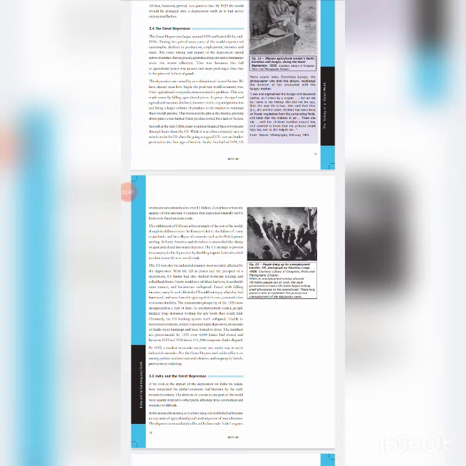The US was also severely affected by the depression. Unfortunately, the US banking system collapsed as thousands of banks went bankrupt and were forced to close.